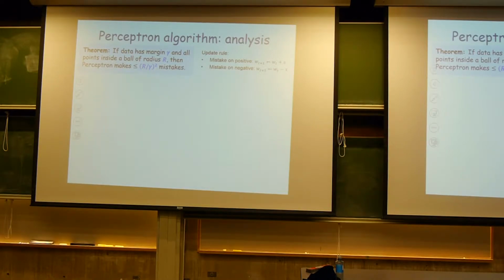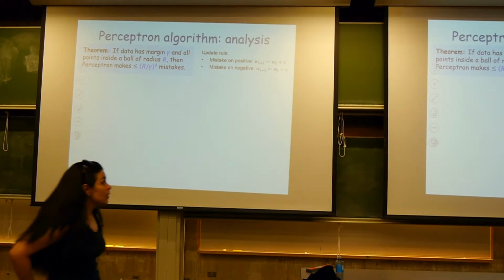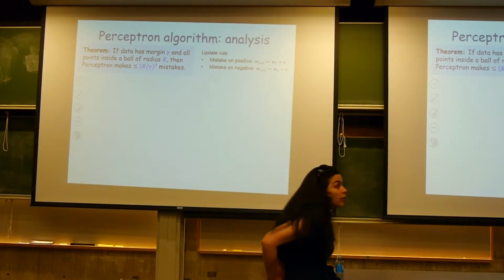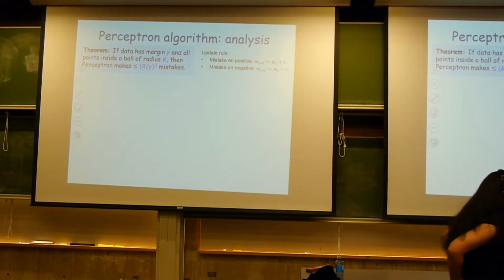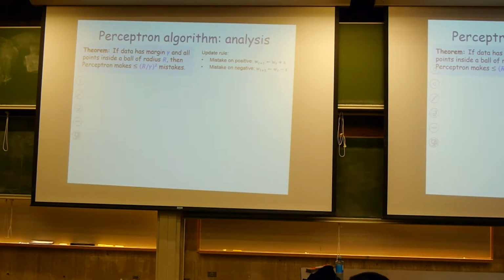So what I want to prove is that if on my set S there is a separator that has margin gamma, and if all the points are inside the ball of radius R, then the perceptron algorithm is never going to make more than R over gamma squared mistakes. Just a quick comment: that's also assuming that it's linearly separable. I'm assuming linear separability, yes. Absolutely, definitely.